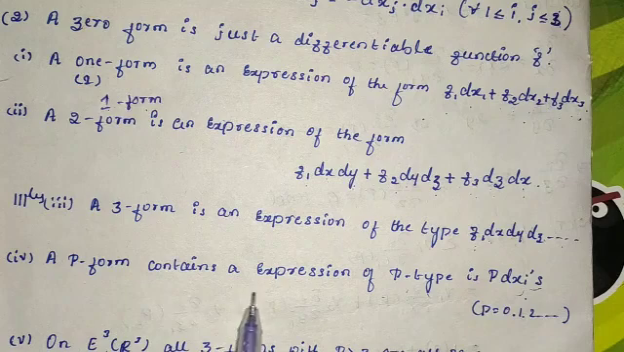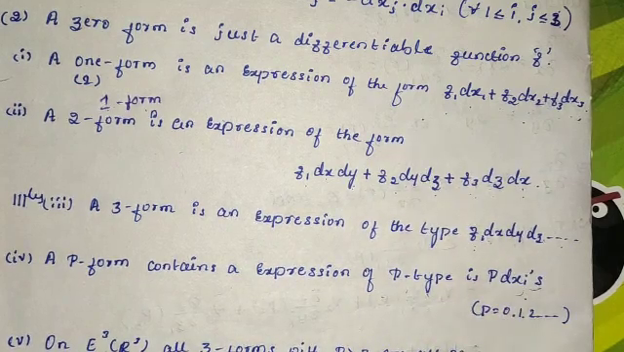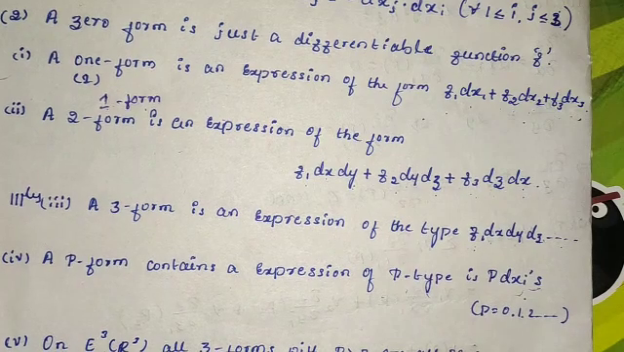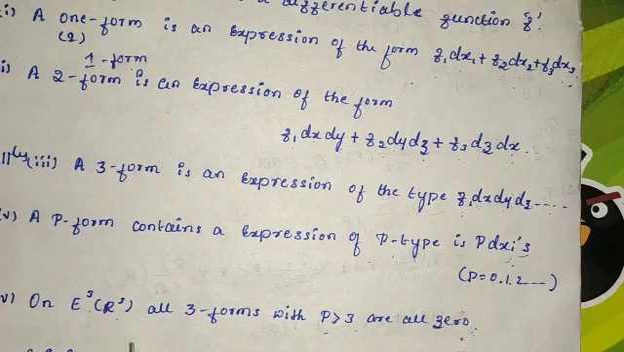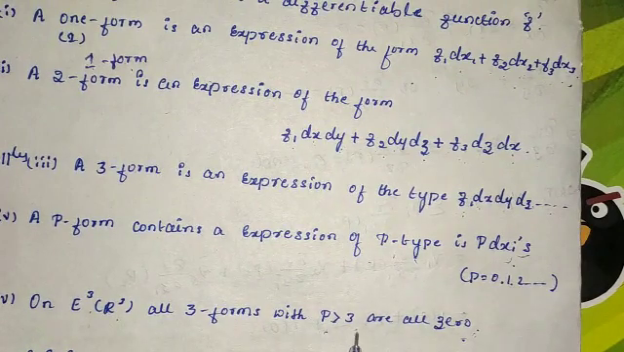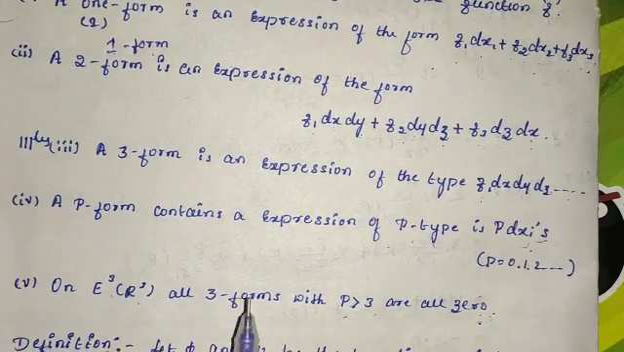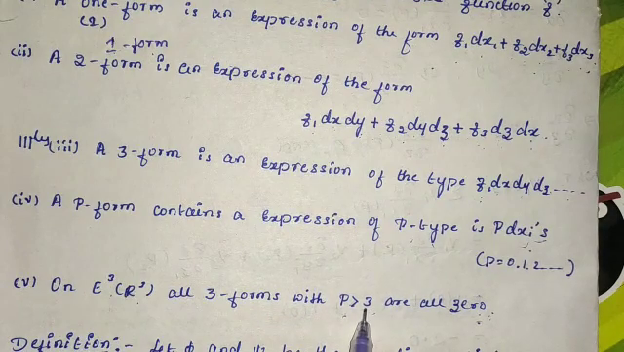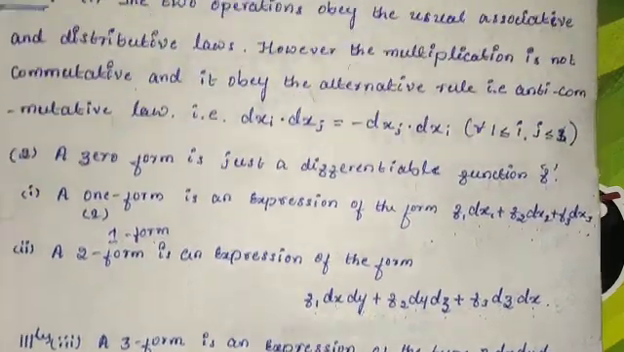Similarly, a p form contains expressions of p type, means f1 into dx1, dx2, dx3, and so on. Here p takes values 0, 1, 2, 3, and so on. Then the last one: on E3 or R3, all forms with p greater than 3 are zero. You should remember this one. So these are the important notes.